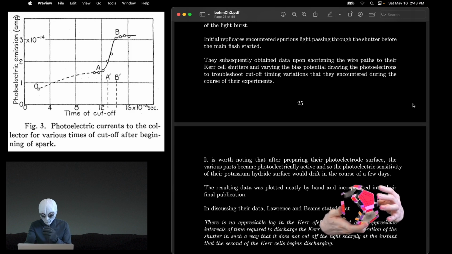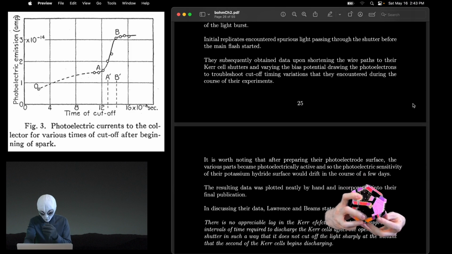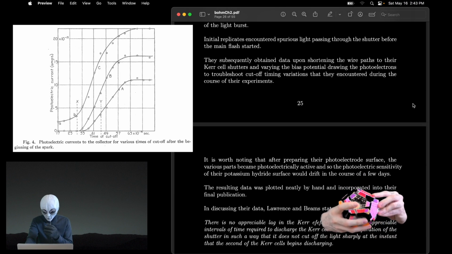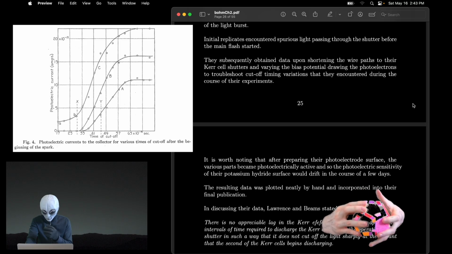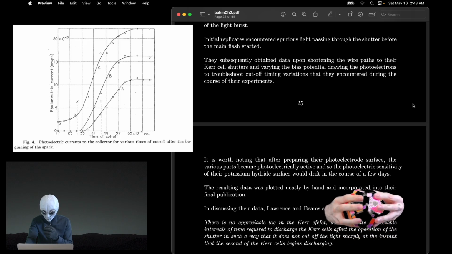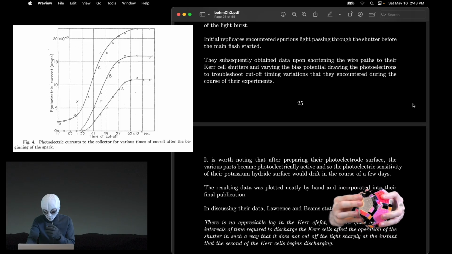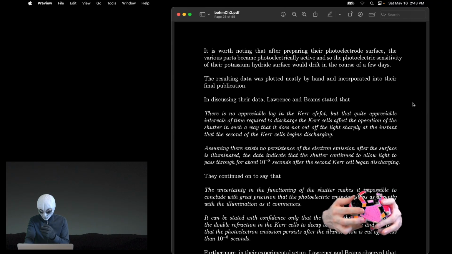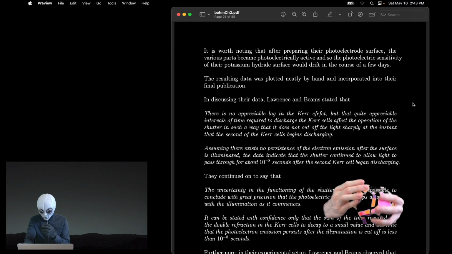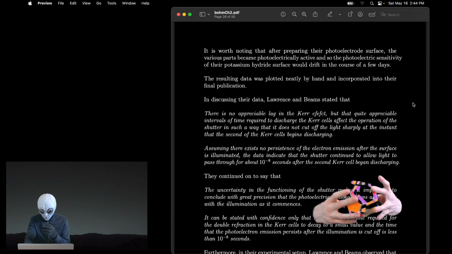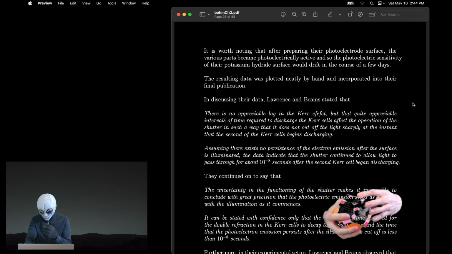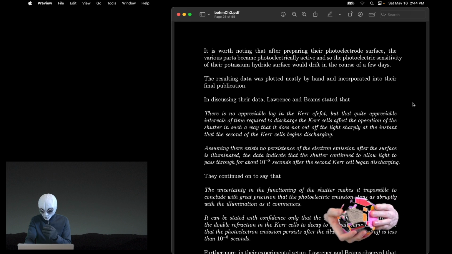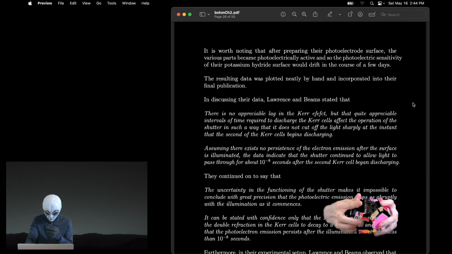Initial replicates encountered spurious light passing through the shutter before the main flash started. They subsequently obtained data by shortening the wires to their cell shutters and varying the bias potential drawing the photoelectrons to troubleshoot cutoff timing variations that they encountered during the course of the experiments. It is worth noting that after preparing their photoelectrode surface, the various parts became photoelectrically active, and so the photoelectric sensitivity of their potassium hydride surface would drift in the course of a few days. The resulting data was plotted neatly by hand and incorporated into their final publication.